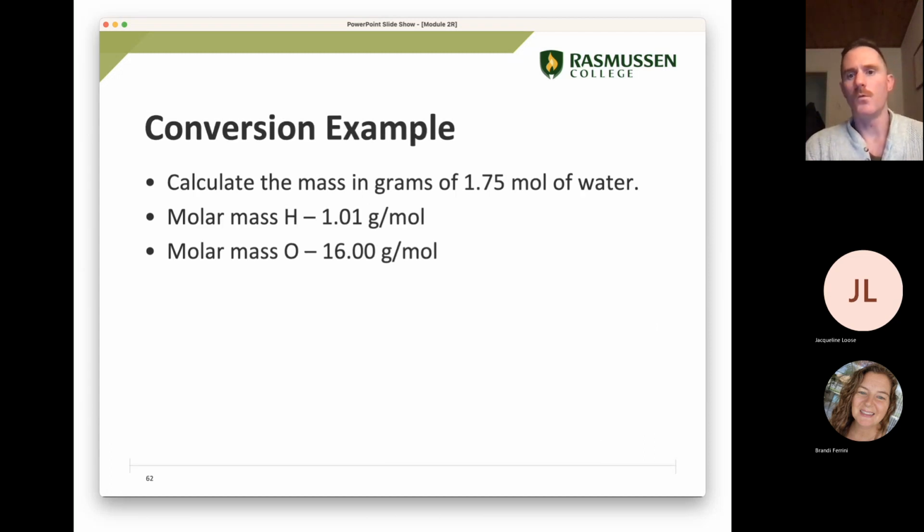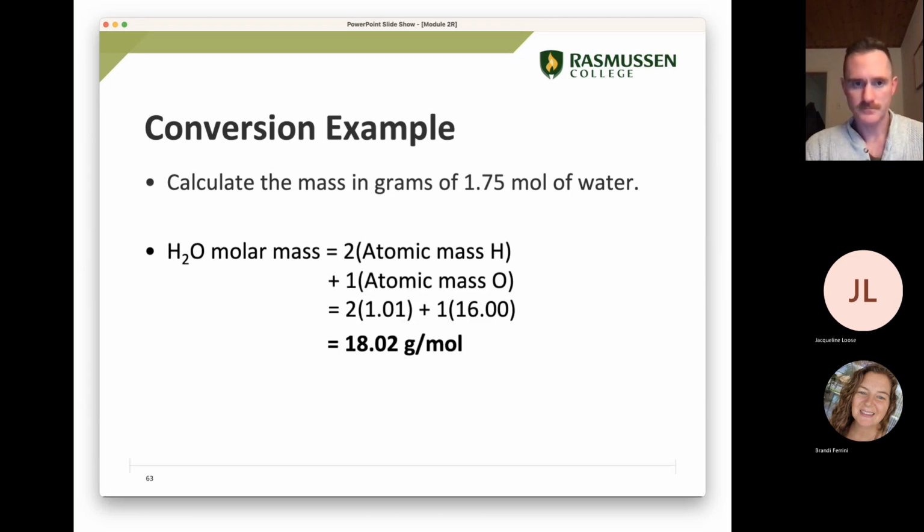How's it different? Well, let's look at water. That's an easy one, right? H2O. So calculate the mass in grams of 1.75 moles of water. Well, the molar mass of hydrogen from the periodic table is 1.01 grams per mole. The molar mass of oxygen is 16.00 grams per mole.